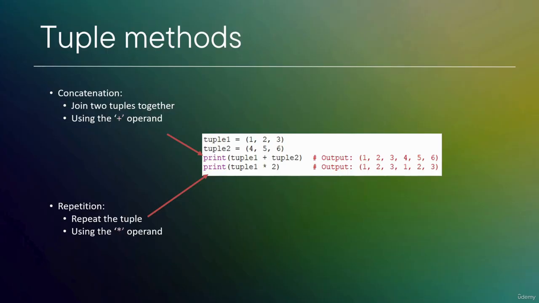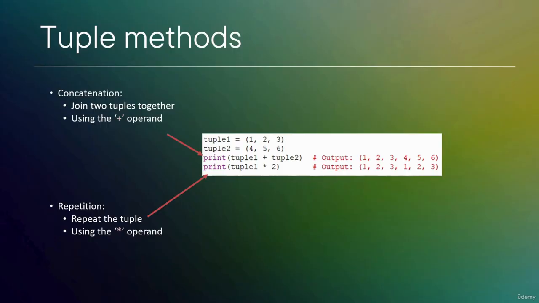And repetition is that you want to repeat the values of the tuple multiple times. So you multiply it by a particular number, like you want to repeat it 2 times, 3 times, you multiply it by that number. Now the output returned by these two is a new value. It does not change the existing tuple. For example, print tuple 1 plus tuple 2 does not update tuple 1 or tuple 2, it returns a new tuple to us.